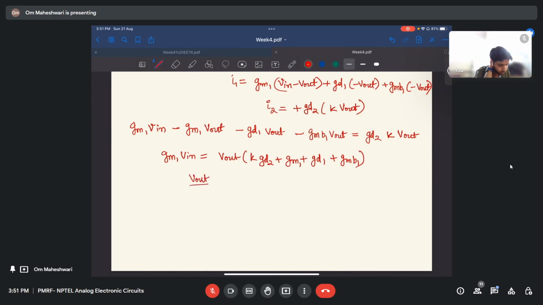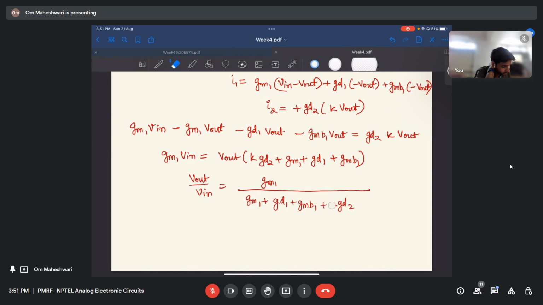So V out by V in equals GM1 by GM1 plus GD1 plus GMB1 plus KGD2. Okay, I'll replace K with its value. K is 1 by 1 plus GD2R.